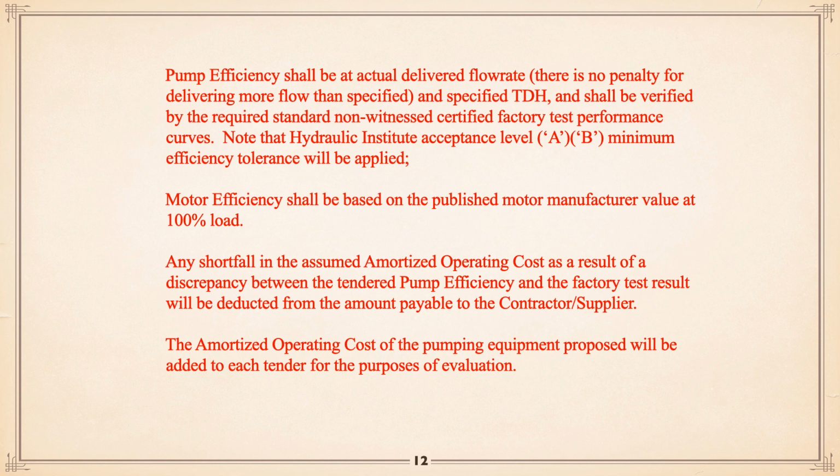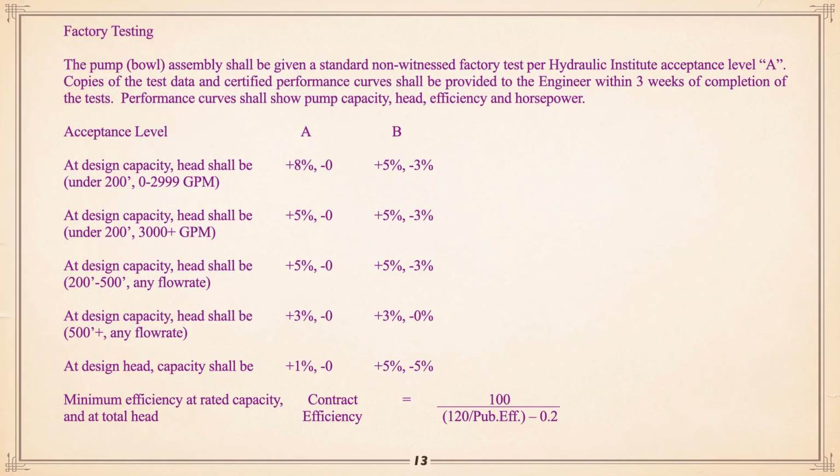One of the things, and you can read this, is Hydraulic Institute acceptance level A or B, minimum efficiency tolerance will be applied. What that means is you can look at a pump curve and it'll tell you what the efficiencies are according to the manufacturer. But we do require, and that's a subject right there, factory testing. An unwitnessed test is an excellent idea. Then you know exactly what the pump you've got is doing. Do we trust the manufacturers? Yes.